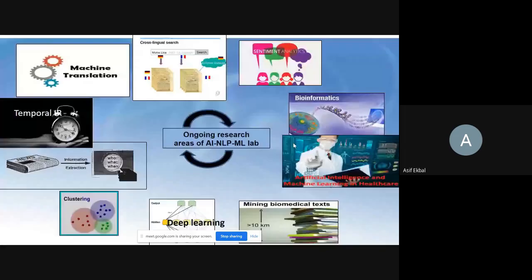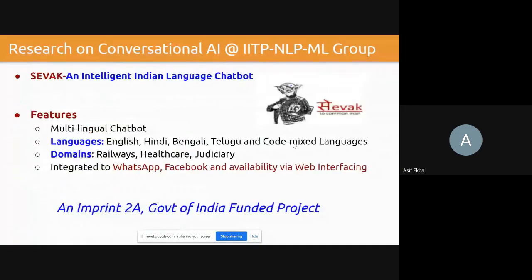So again, particularly for this project, we are doing a lot of work in conversational AI. We are building a chatbot named Sevok, an intelligent Indian language chatbot for different Indian languages like English, Hindi, Bangla, Telugu, and also code-mixed languages, mixing of two languages, for three domains: railway, healthcare, and judiciary. For railway we already have a prototype model developed. We have integrated it into WhatsApp, Facebook, and made it available through a web interface. So this is an IMPRINT 2 project.